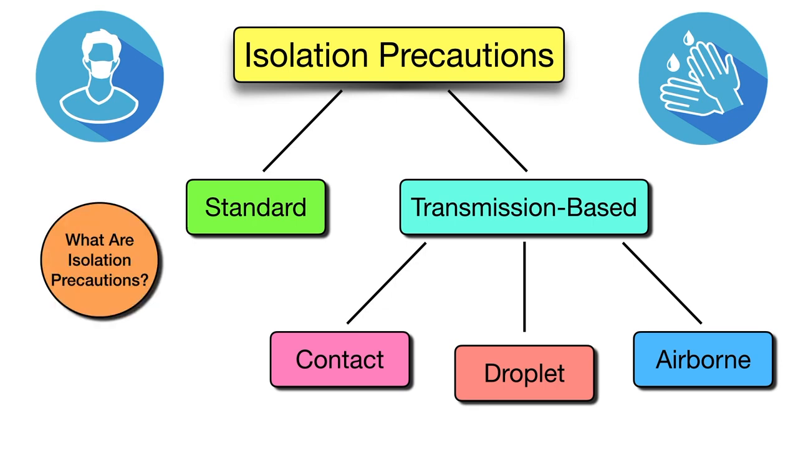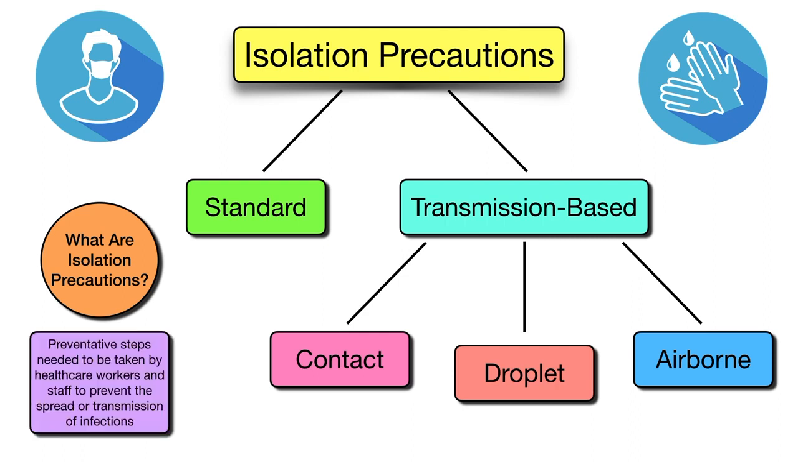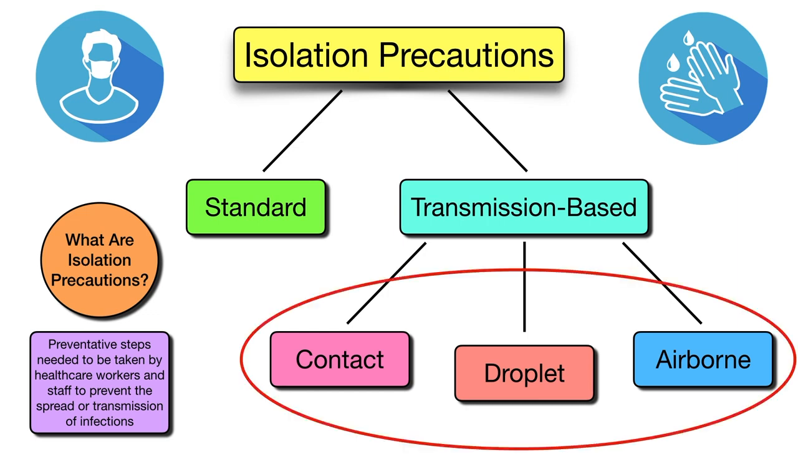But first, what do we mean by isolation precautions? Isolation precautions are the preventative steps needed to be taken by healthcare workers and staff to prevent the spread or transmission of infections. Let's walk through each of the transmission-based precautions first, and then we'll finish with the standard precautions that should be used with all patients.